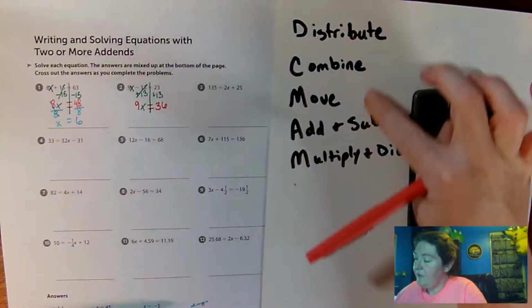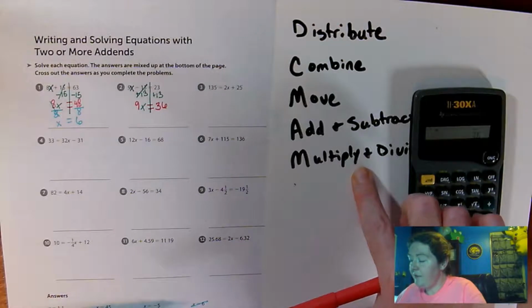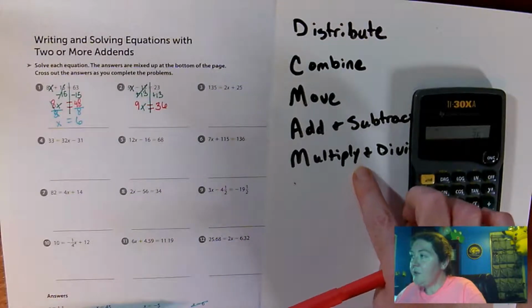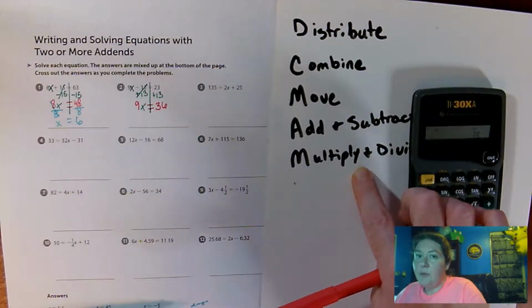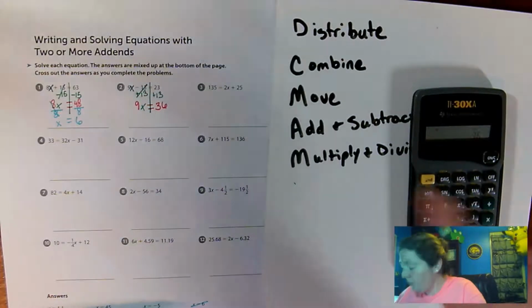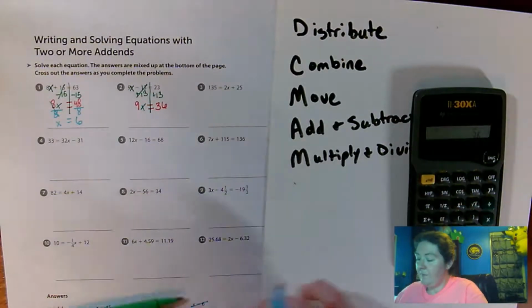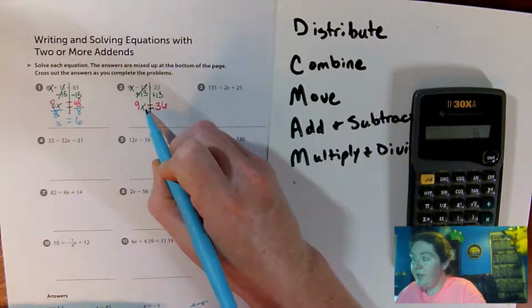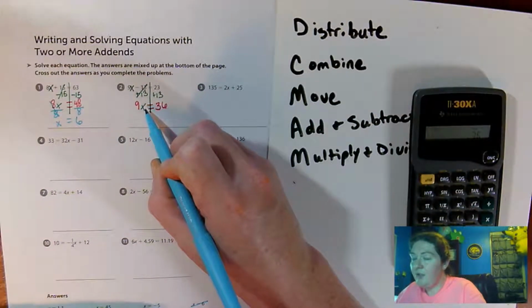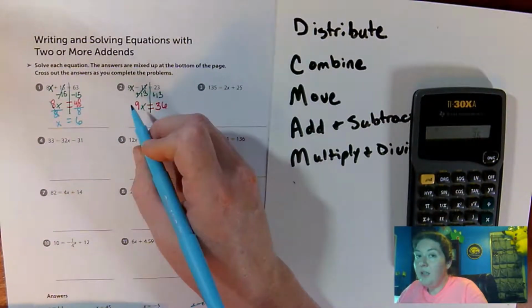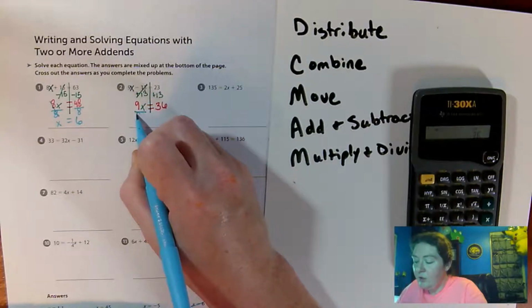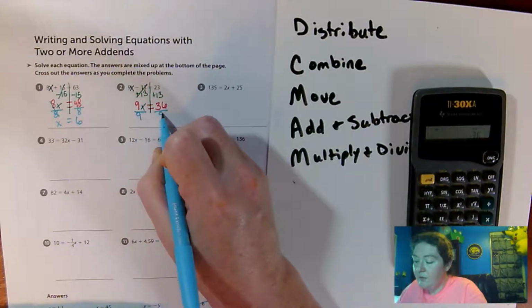I finished all of these steps. I'm here: multiply and divide. Do I have any multiplication or division on the side with the variable? Yes, I do. This 9 is smushed up next to the x. Smush means multiply. How do I undo multiply? I divide. So I'm going to divide both sides by 9.